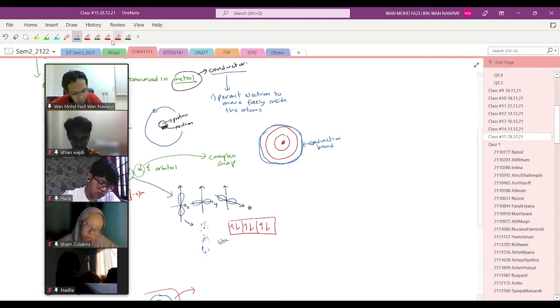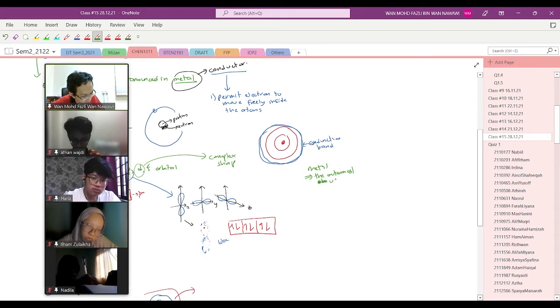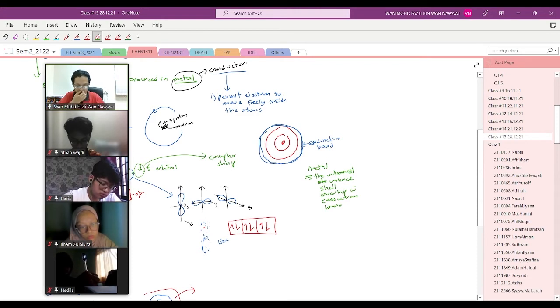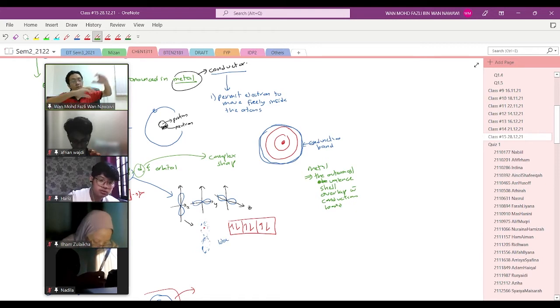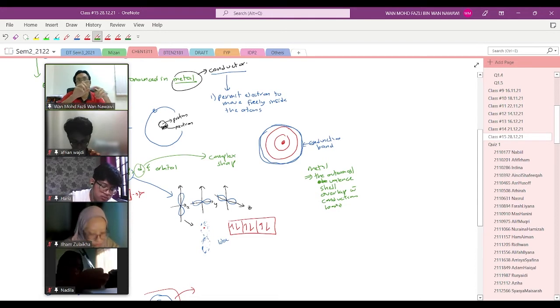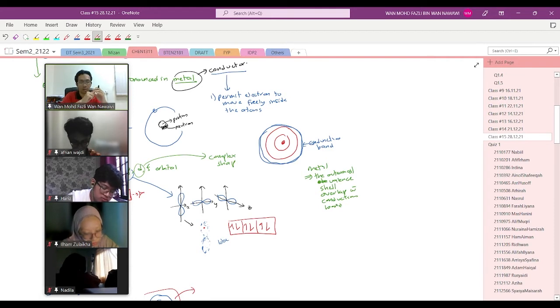So for the metal, normally the outermost electron in the outermost orbital, the outermost valence shell, overlaps with the conduction band. Meaning that if you have a d orbital, the last orbital overlaps with the conduction band. When this happens, the electron is free to move. It's not attached to the atom anymore.